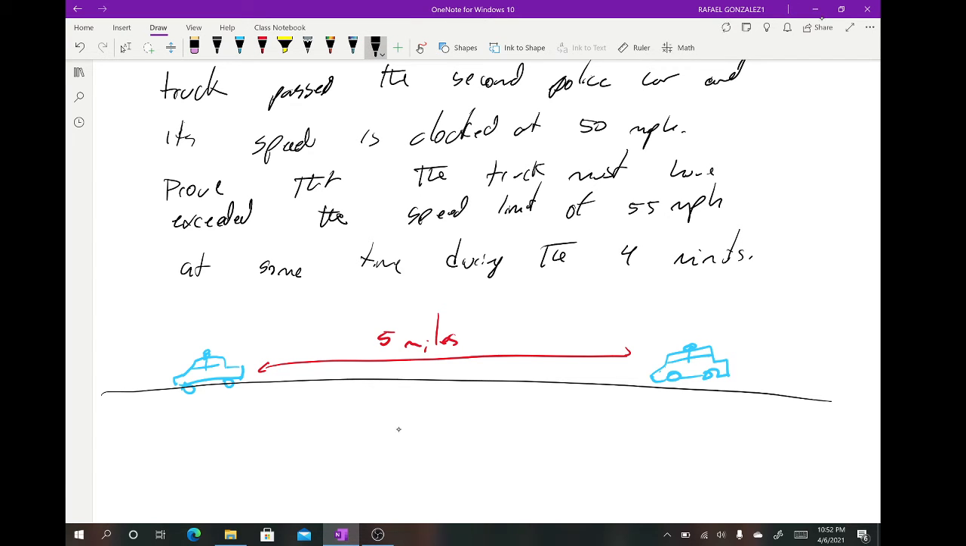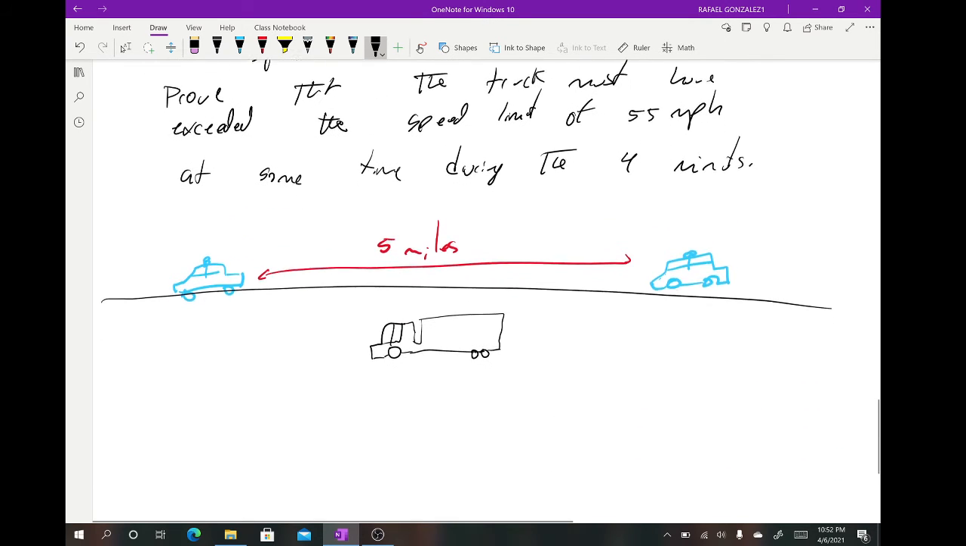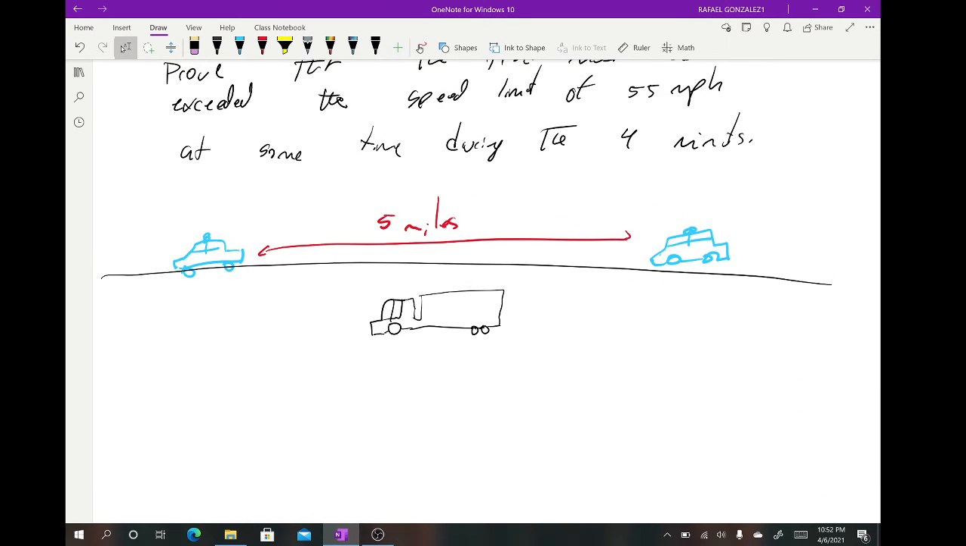And then we have a truck. I cannot draw trucks to save my life. Then we have a truck. This truck will actually fall in half. Let me add another wheel there. Then we have a truck that's traveling between the two vehicles.